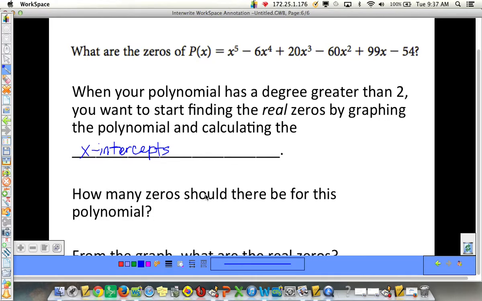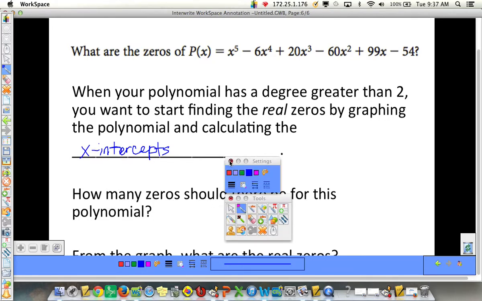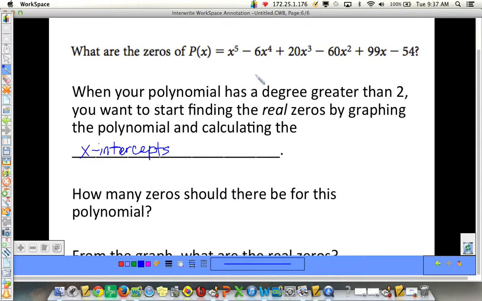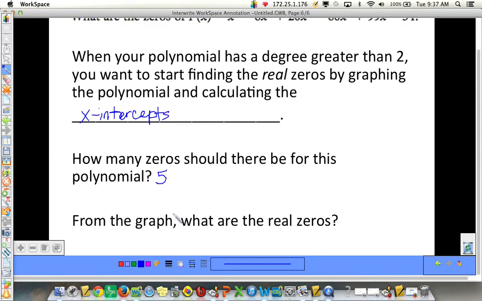So how many zeros should there be for this polynomial? To figure that out, you have to look at the degree. The degree is 5, which means I should have 5 zeros. From the graph, what are the real zeros? So you have to take a look at your graphing calculator and graph it and solve.